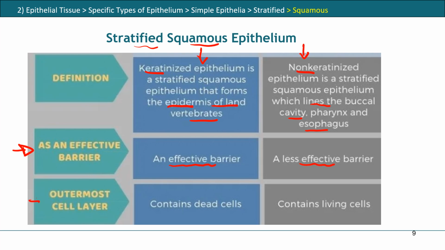And if you want to see which is more likely to have live cells in the outermost layer, the keratinized always is going to have dead cells, like in your skin. The non-keratinized could sometimes have live cells, but as I showed you in the previous example, sometimes they could also be dead depending on how many layers they have. And with this, we finish this topic, which you can find more information about in your textbook. And now we're going to move into the transitional epithelium.